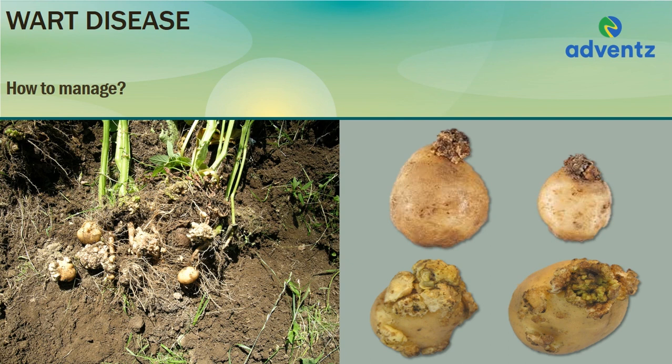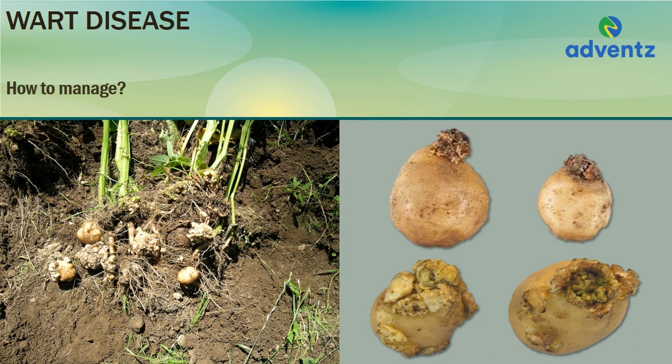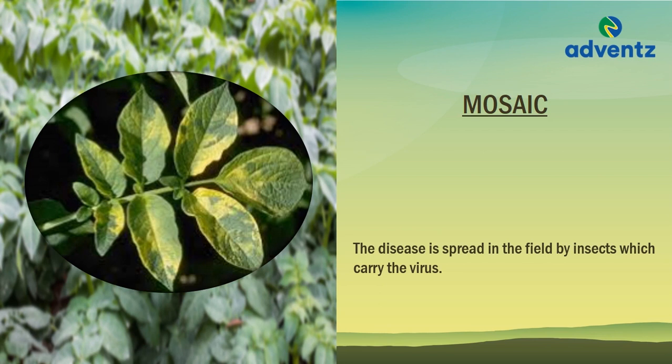There are control measures. One is certified tubers free from wart disease should be planted. And second is to choose a variety which is wart immune and to plant that variety. We can see the wart images on the screen on the potato. The sprouts which have come out of the potato is called the wart disease. The next disease that we study is called mosaic disease.